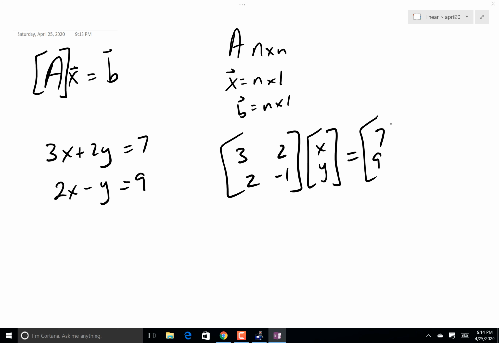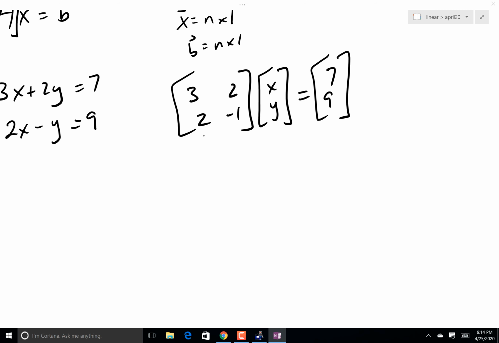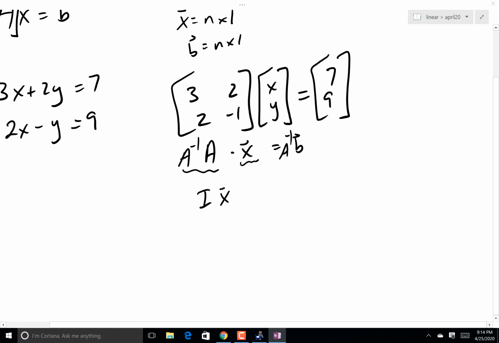And I've shown you this before. So what I need to find is X, where this is A, this is X, and this is B. What I need to do is solve for X. To solve for X, I need to multiply by A inverse on this side, and if I do it on this side, I must do it on the other side as well. This will give me the identity matrix times X, so in other words, just X, is equal to this guy right here.